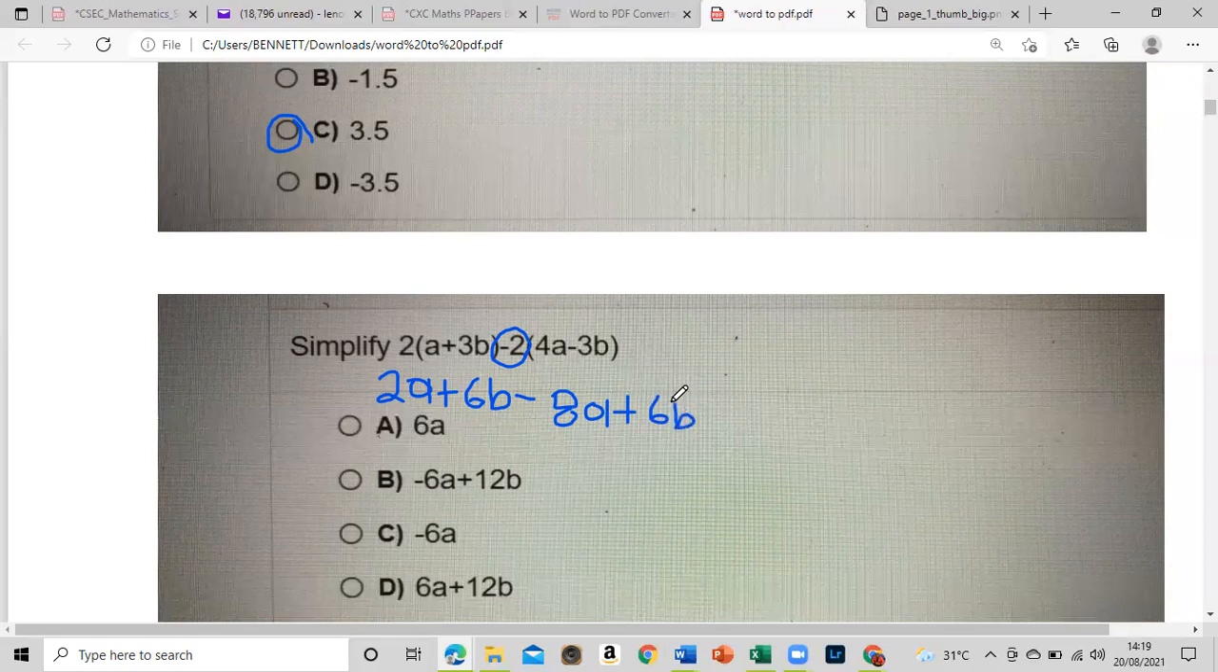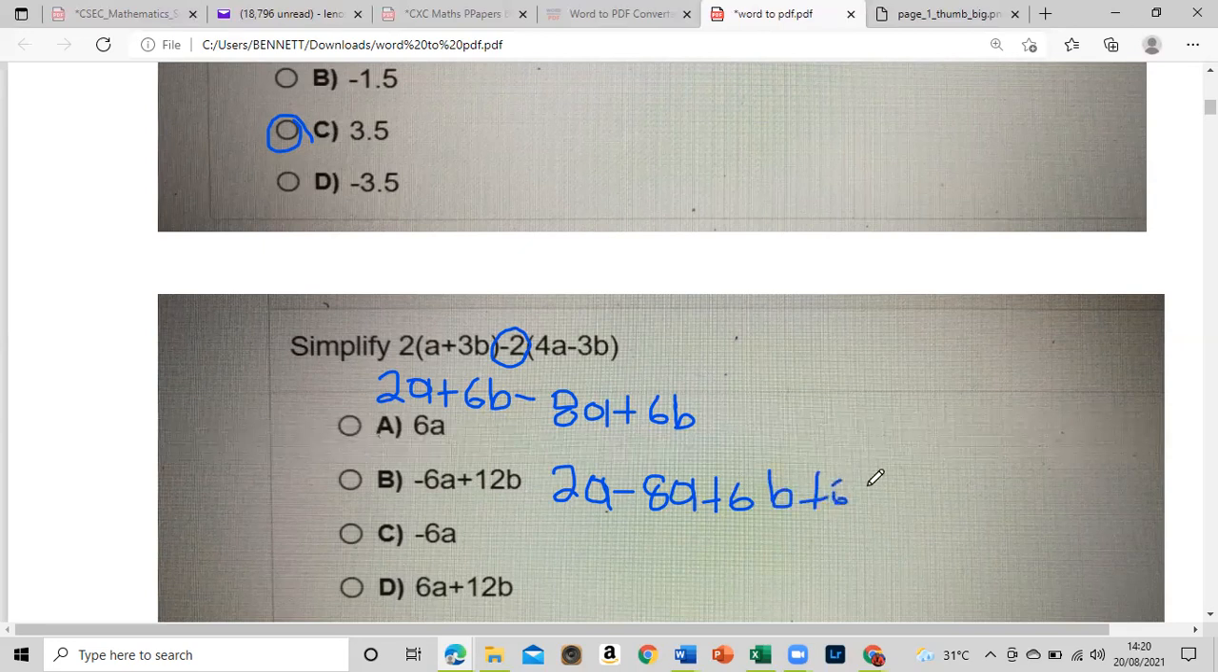Now, this is nice and easy, but we are not finished. What we need to do, guys, is to group the like terms. So we're gonna bring all the a's together, all right? So 2a, but careful, we must bring the sign. This is minus 8a, so you have to bring the sign along with it. Don't change it to plus, I've seen that over the years. And then you have 6b plus 6b.